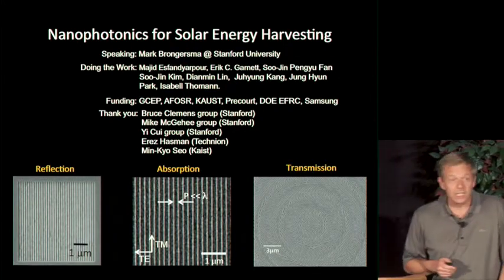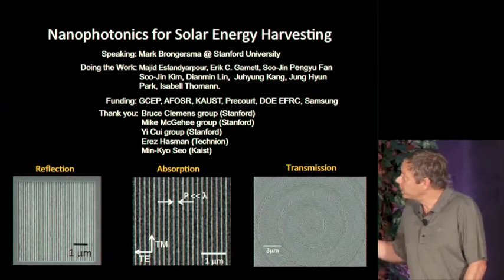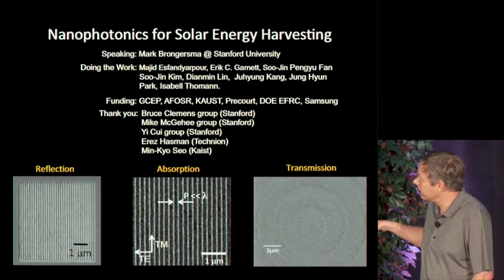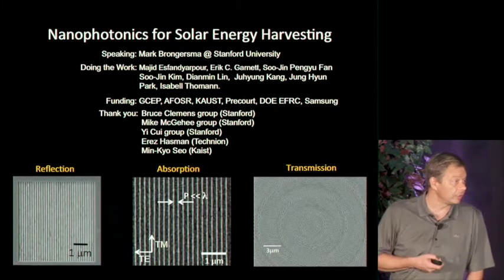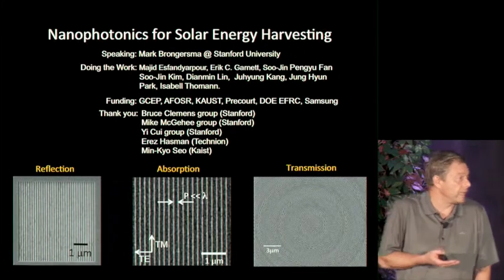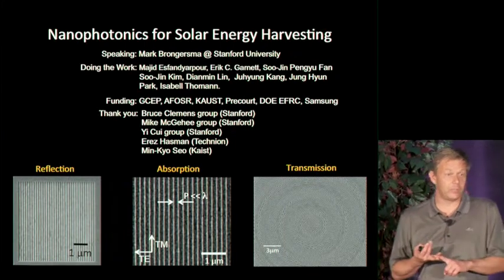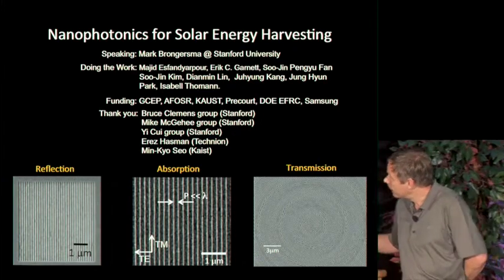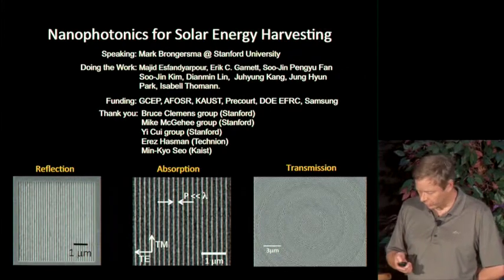So, the key message that I want to convey today is that as we nanostructure metals and semiconductors at the true nanoscale, at scales that are much smaller than the wavelength of light, we can try to make a big impact on manipulating light absorption, light transmission, and light reflection. And in doing so, we can fundamentally alter perhaps the way that solar cells are going to work in the future.